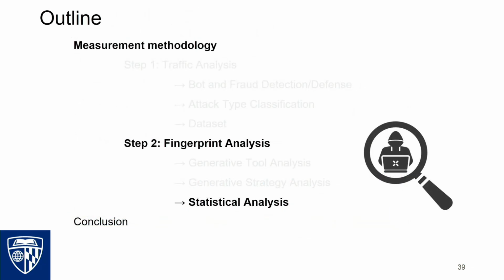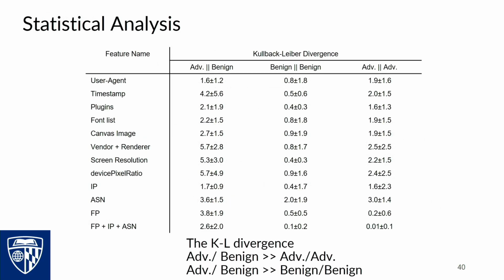After knowing how attackers generate the adversary fingerprint, let's talk about the difference between the adversary fingerprint and the benign fingerprint. First, we use the KL divergence to show the result. KL divergence shows the difference between two datasets. When the value becomes larger, it means these two datasets are different. When the value becomes small, it means these two datasets are the same. And the KL divergence of the adversary to the benign is much larger than the adversary to the adversary and the benign to the benign.